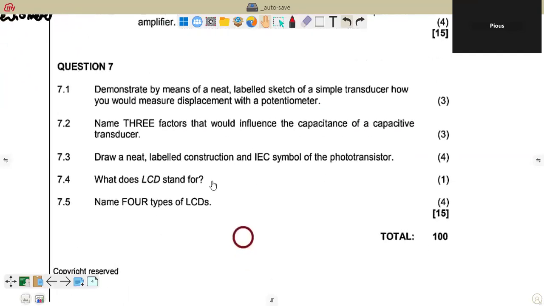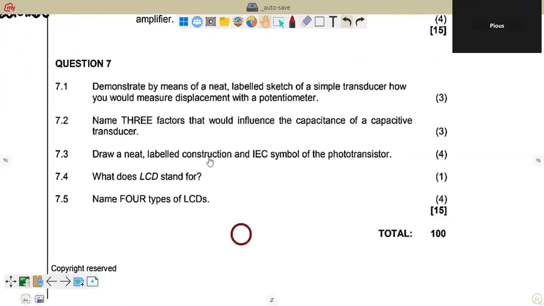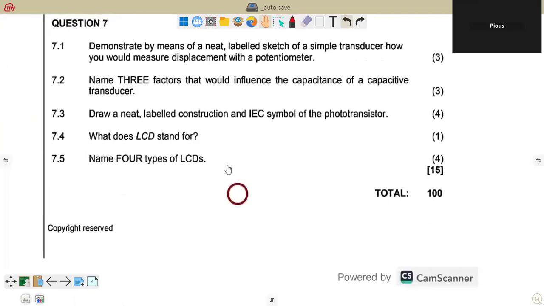7.4. What does LCD stand for? Liquid crystal display. 7.5. Name 4 types of LCDs. We have twisted nematic, in-plane switching, advanced fringe field switching, and vertical alignment. So that marks the end of our revision of the paper, right?